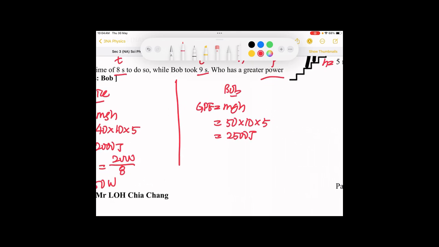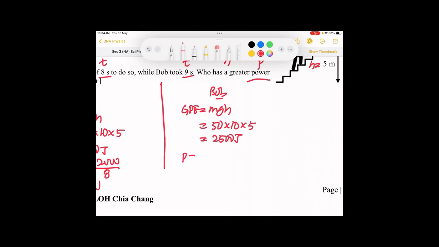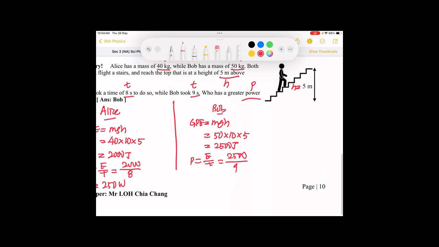Okay, so let's do the same thing for Bob. So power equals energy converted over time. In this case, his gain in GPE, or rather the amount of energy transferred, is 2500 joules. Now he took 9 seconds instead. Bob took 9 seconds here. So I'm going to take 2500 divided by 9. That gives me approximately 278 watts when it's in 3 significant figures.